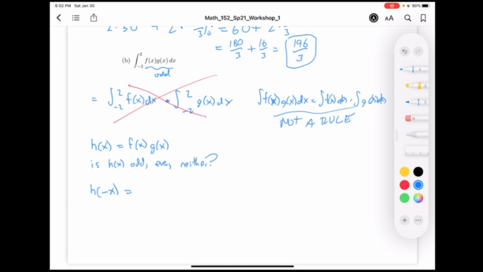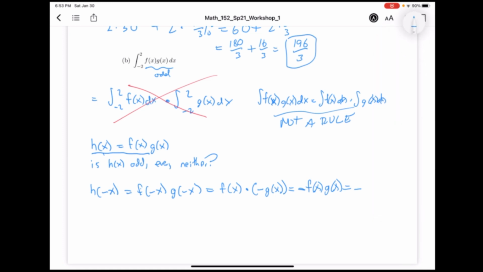So this is going to equal f of negative x times g of negative x. We know that f of x is even, so that means that f of negative x has to equal f of x. That's what it means for f of x to be an even function. And we also know that g of x is odd, so that means that g of negative x equals negative g of x. Multiplying all that out, we get negative f of x g of x, which, given the way we've defined h, equals negative h of x. So h of x is an odd function.